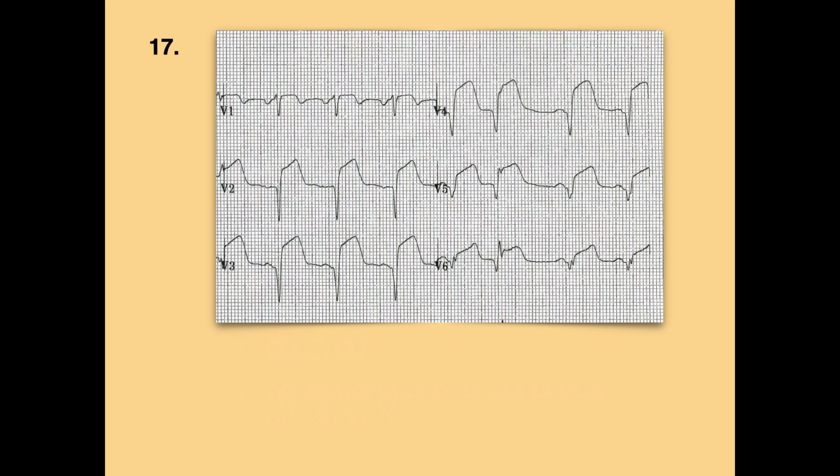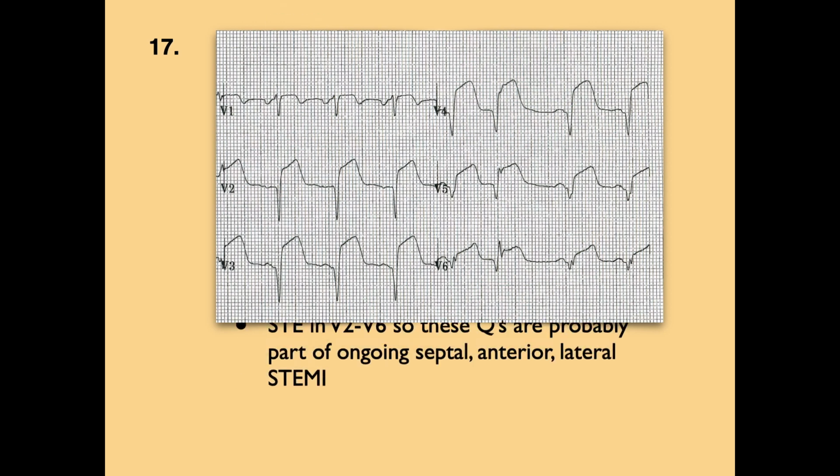So, Q in V2, V3, V4, V5, V6, and then I got ST elevation in V2, V3, V4, V6. I think it's a recent septal anterior lateral. Okay, and the Q's are part of that. Correct. Okay, I think that's what you said, yeah.